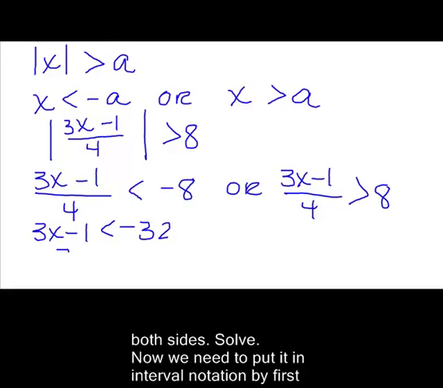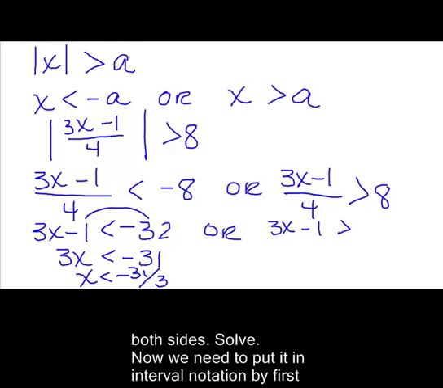and solving. So 3x is less than, if I add 1 to both sides, I get a negative 31 on that side. So x is less than negative 31 thirds, or multiply by 4 on that side. Add 1 and I get 3x is greater than 33. So x is greater than 11.